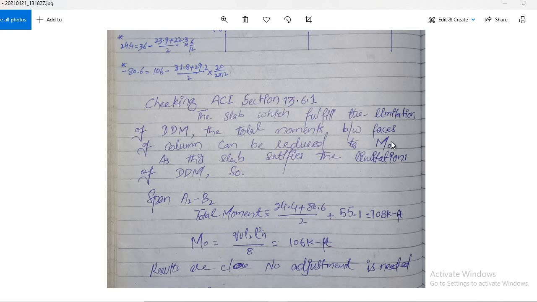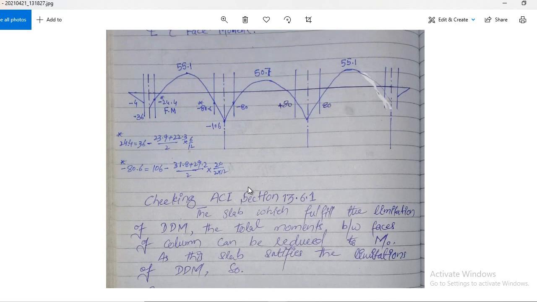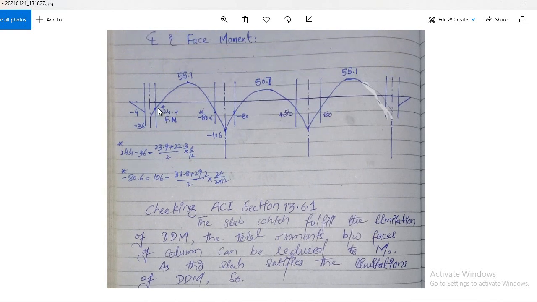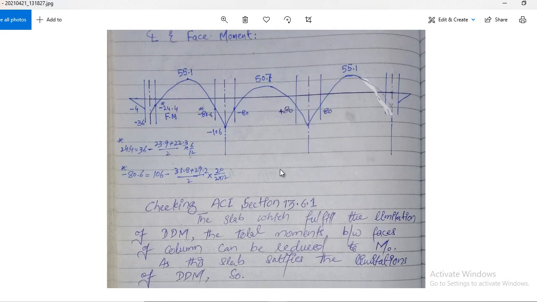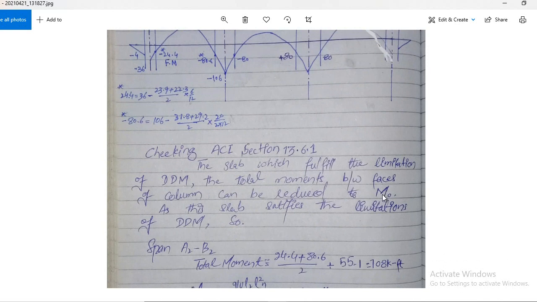This section says that M0, which in the DDM method we basically calculate as the static moment, for a slab which fulfills the limitations of DDM, the total moment between faces of columns can be reduced to M naught, as this slab satisfies the limitations of DDM. So this means that these face moments, 24.4 and 80.6, can be reduced up to M naught. This says that these moments should not be more than M naught.